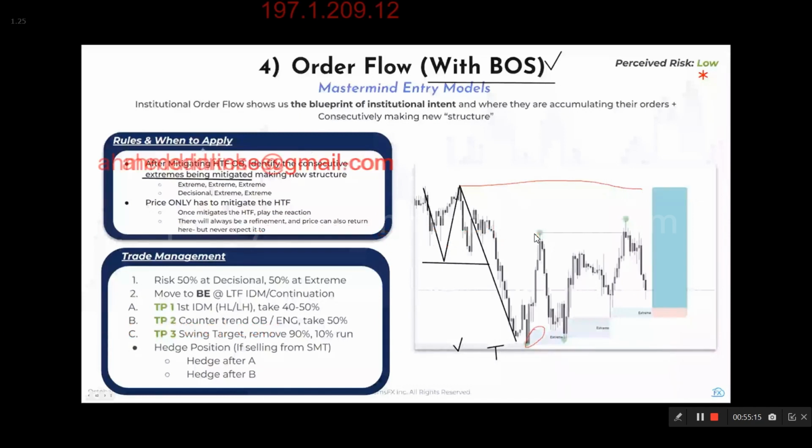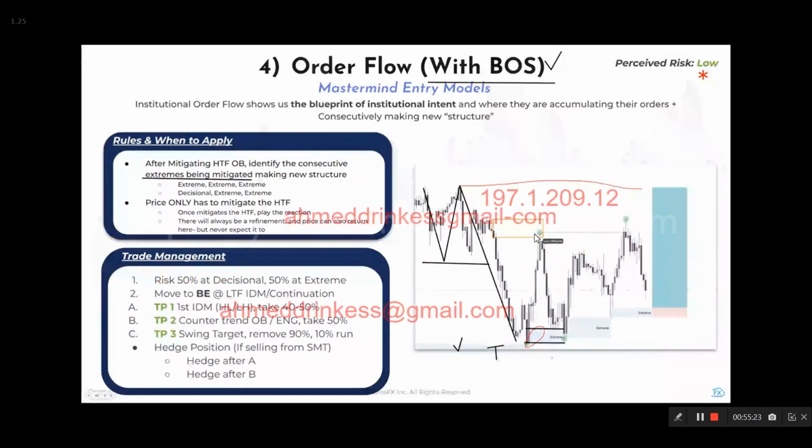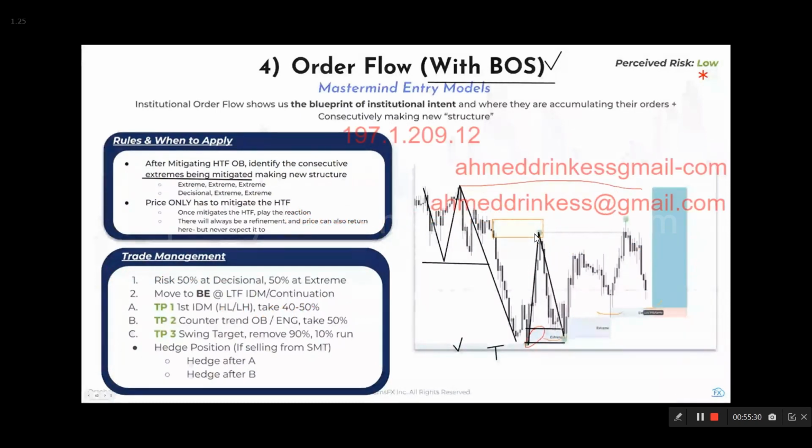Sometimes it's right in front of your eyes. Yes, we look for order flow, right? Boom, it was mitigated. We now have a new low, right? We have a new low, makes a high, comes all the way back. Boom, we have a new higher low. And then you see order flow maintaining.